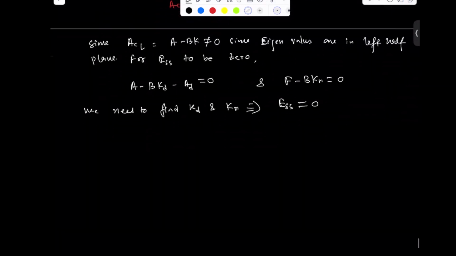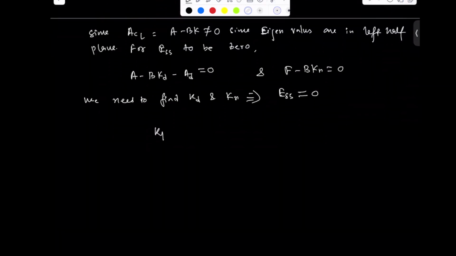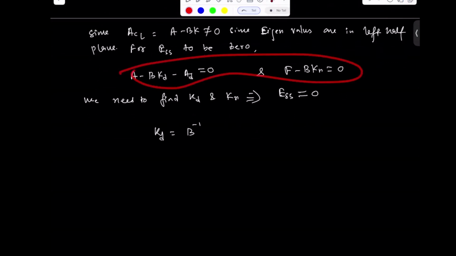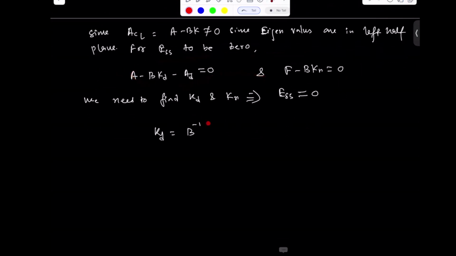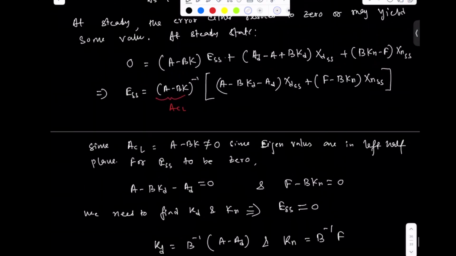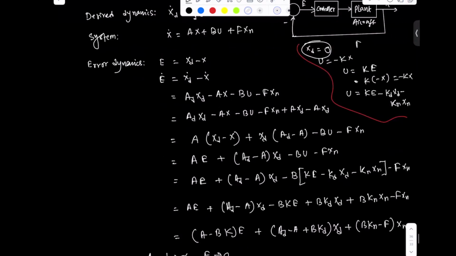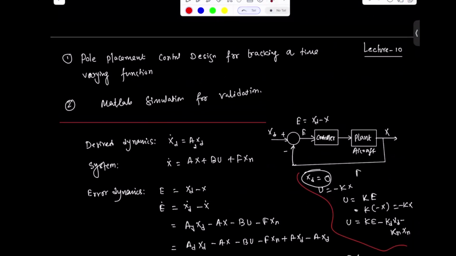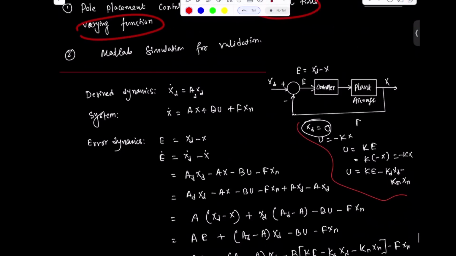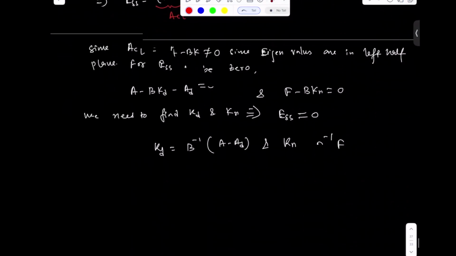So in this case, from these two equations we can write K_d equal to B inverse (A minus A_d), and K_n equal to B inverse F. So this is the mathematical foundation to design the controller if you need to track a time varying function. This is the procedure you need to follow. Now let's move to the example part.